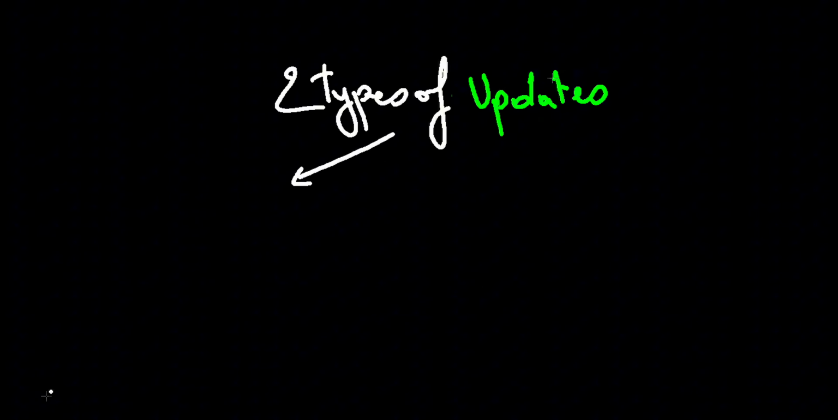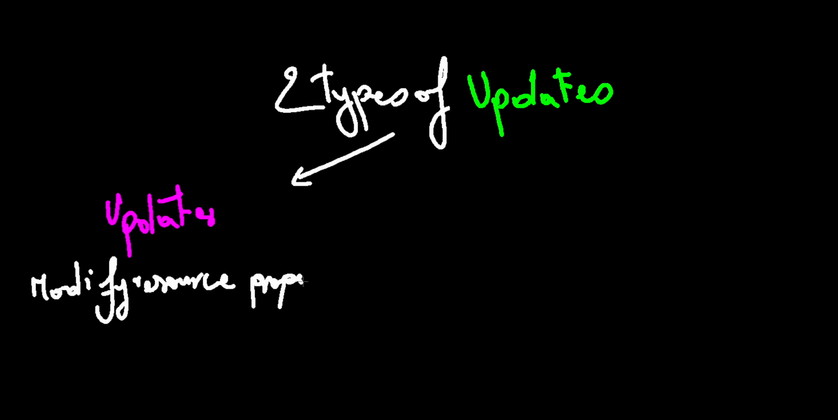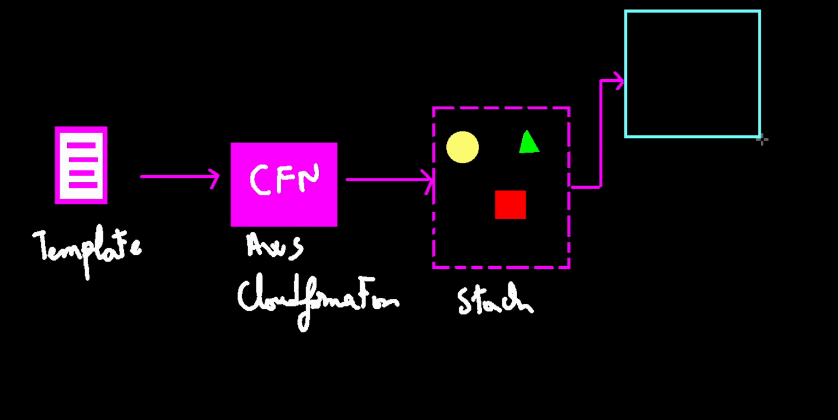There are two major types of updates that you can apply to your stack. The first is called simply update, in which you change properties of resources in the stack, you change rules, conditions, etc. For example, the size of the EC2 instance illustrated with the green triangle no longer fits the needs of your application, so you decide to change the instance type to one that will give you more CPU, storage, memory, etc.